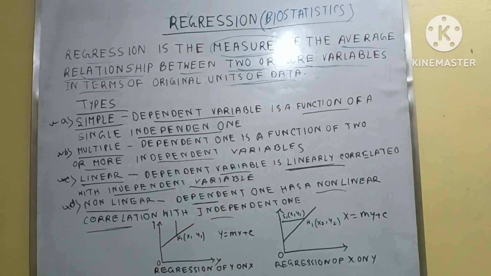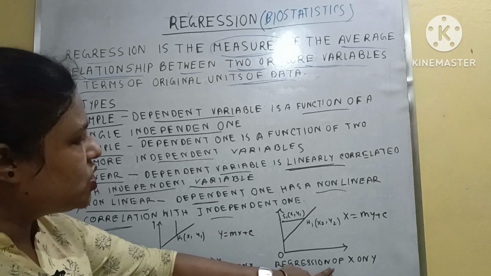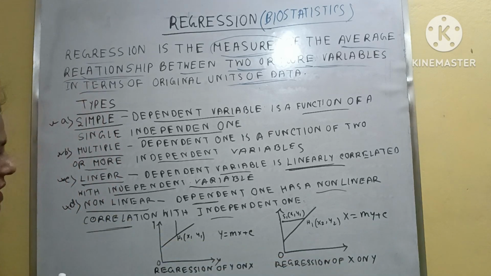So these are the types of regression, and now here are two graphs, or graphical representations. The first one is the regression of y on x, and the second one is the regression of x on y. So what is the equation?